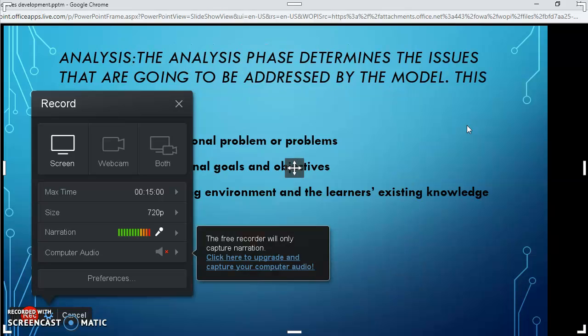Now, with regards to the proposal, the ongoing analysis is going to determine the issues to be addressed with the ADDIE model. This will include clarifying instructional objectives, clarifying instructional problems, and identifying the learning environment and the learner's existing knowledge and skills with regards to the presented format of learning.